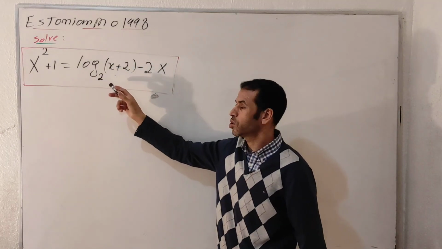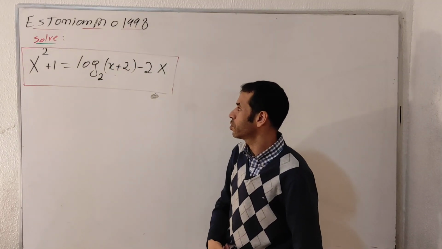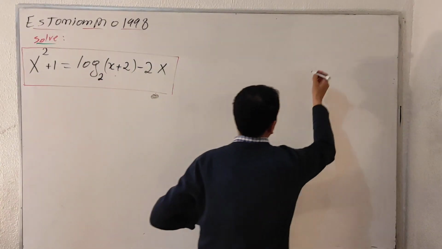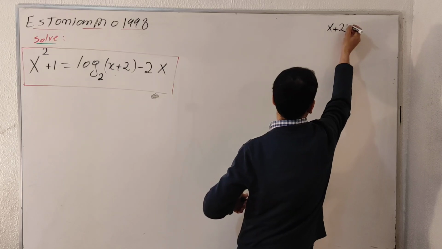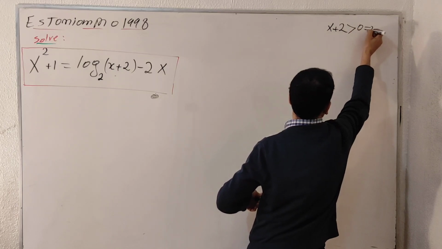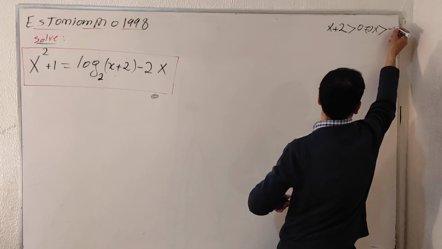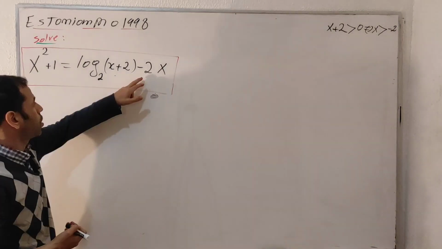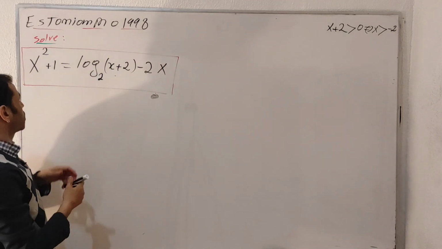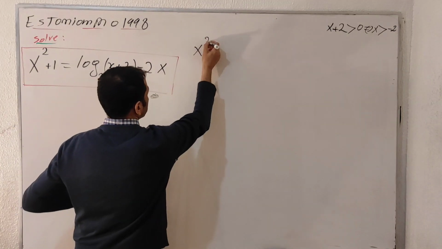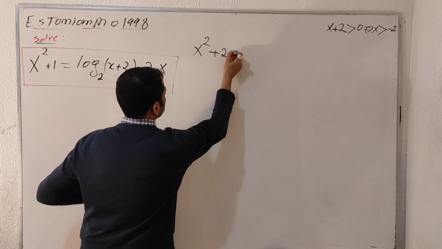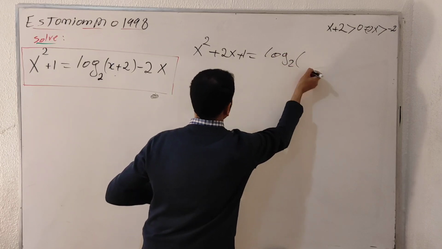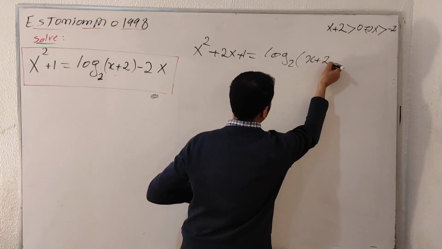Before we start solving this equation, we are going to determine the domain of this equation. Notice that the inside of the log must be positive, so x plus 2 must be strictly greater than 0, equivalent to x strictly greater than minus 2. Now, I'm going to move this 2x to the left hand side of the equation. I will have x squared plus 2x plus 1 equals log base 2 of (x plus 2).